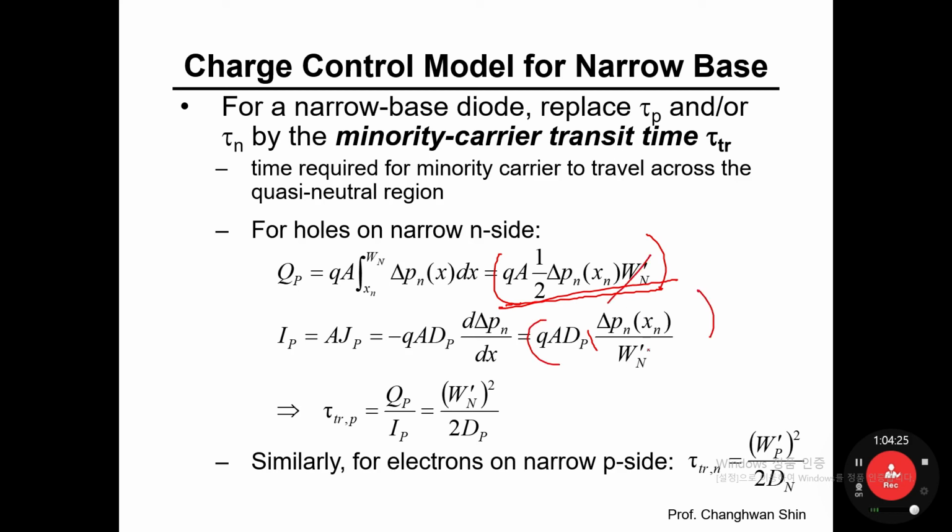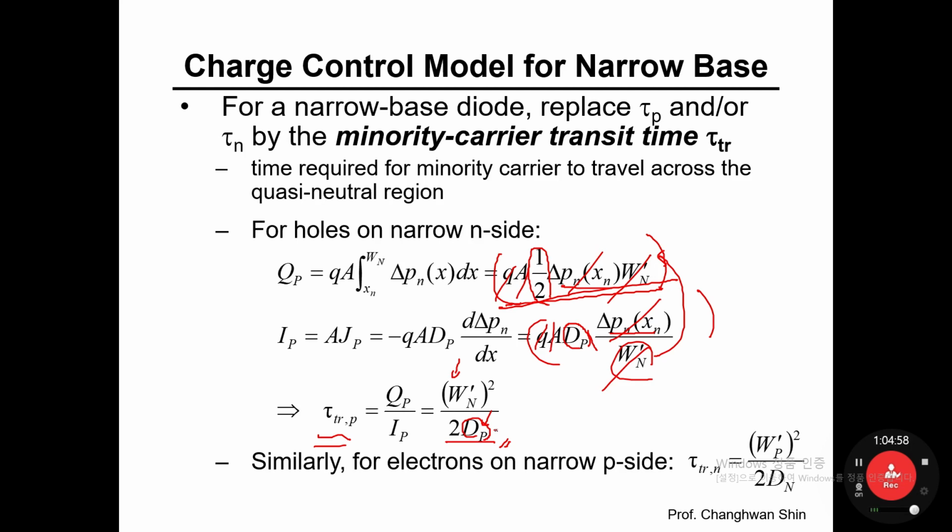Then Wn prime are cancelled out, Qa are cancelled out. So 1 over 2 delta Pn, delta Pn, so they're gonna be cancelled out. Dp left, and Wn should be moved upward. So the transit time of hole will become Wn prime squared divided by 2 times Dp. So this Wn prime, Dp is kind of constant.